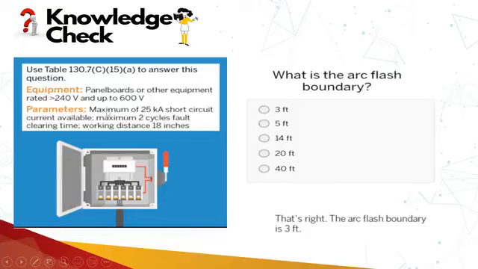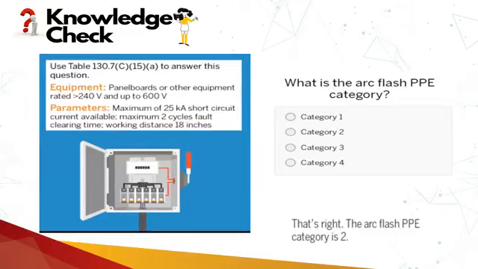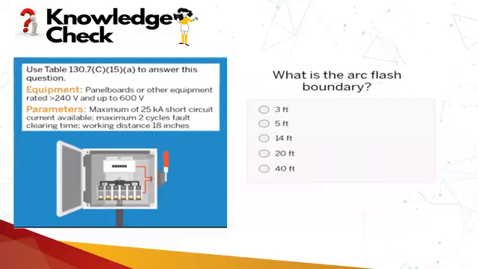If this condition is not present in this table, there would be one answer in the question given, that you cannot calculate the PPE category and the arc flash boundary because the information provided is not sufficient. So we know that if the parameters or the equipment details are not matching 100% or exactly, then we have to perform incident energy analysis. Okay, any question on this one up till now?